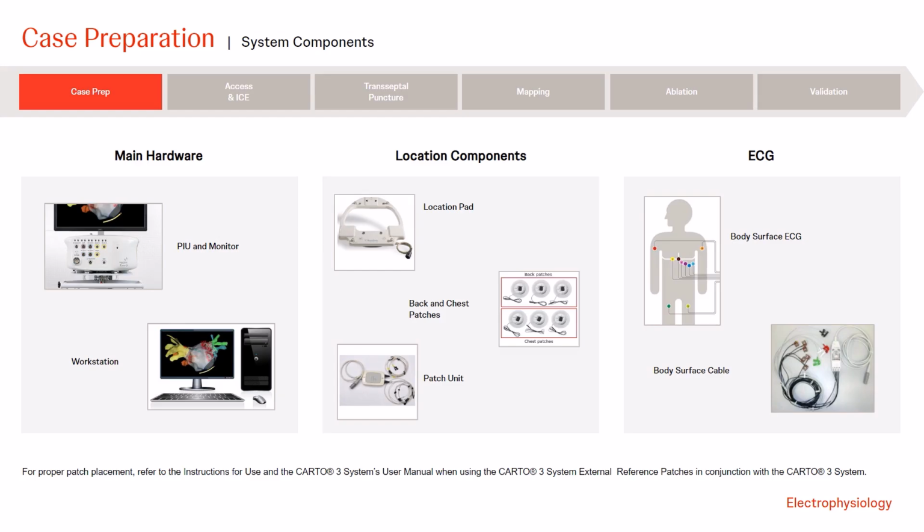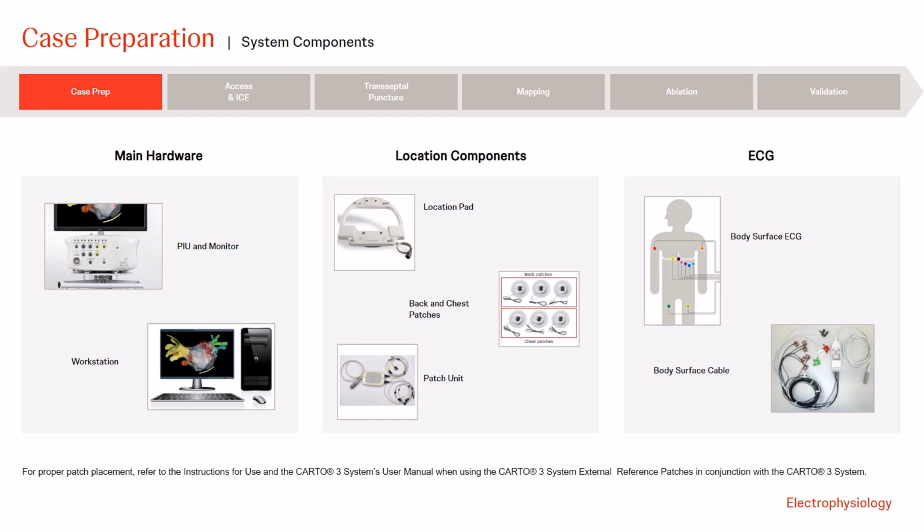Here are the components of the Carto 3 system. The Carto 3 system patient interface unit and workstation connect catheters and other EP equipment to enable creation of accurate maps of the heart. The location pad is a magnetic device placed under the patient table and connects to the patient interface unit. Back and chest patches are adhered to the patient and connect to the patient interface unit via the patch unit. These patches are used to visualize catheters within the heart.